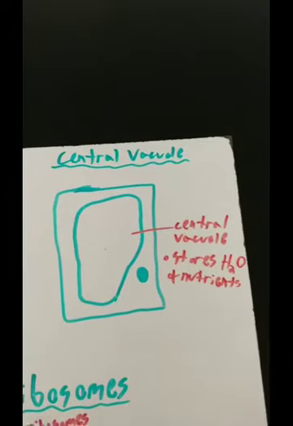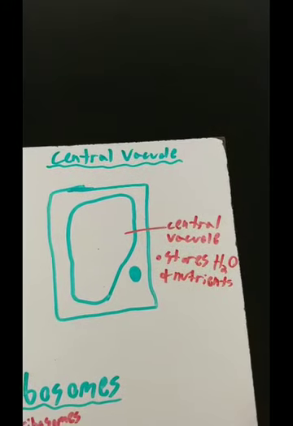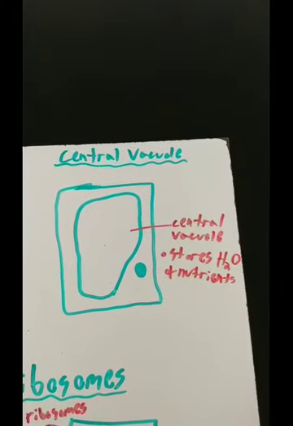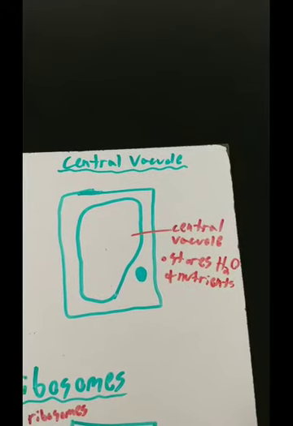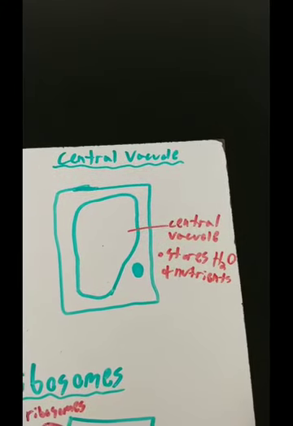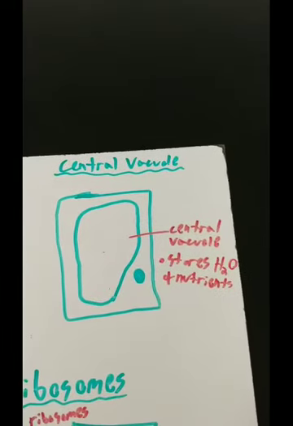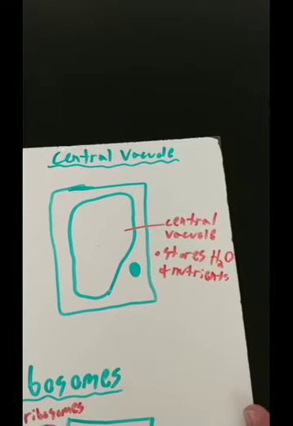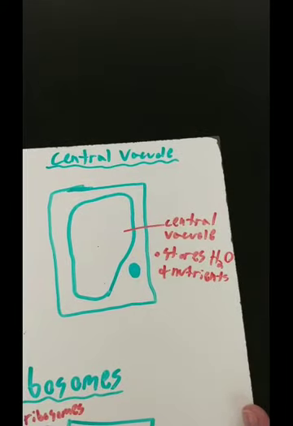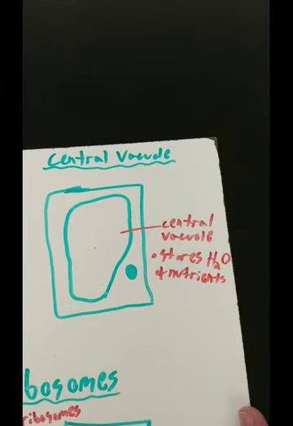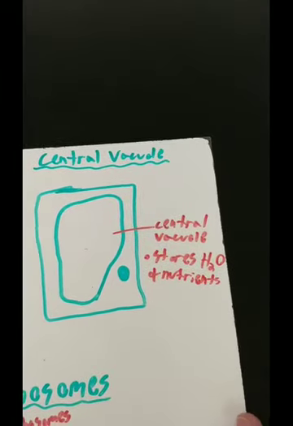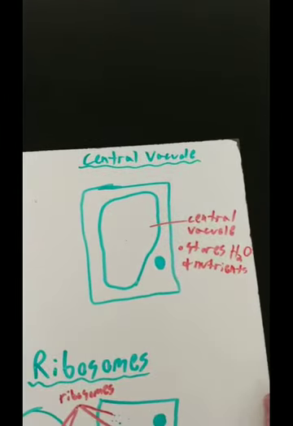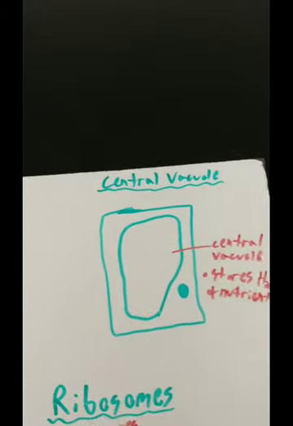So next is the central vacuole, and that's only found in plant cells. Its job is to store water and nutrients. That's in plant cells because plants don't really eat anything. They have to absorb their nutrients, and therefore they have to keep their nutrients in a safe space. I like to relate the central vacuole to a storage closet or a storage room in a store. It stores basically everything you need for the cell.